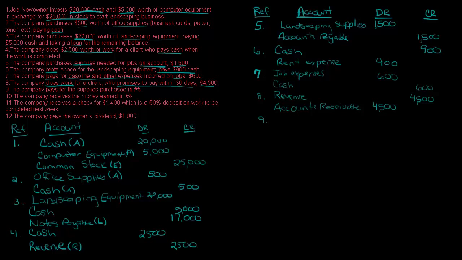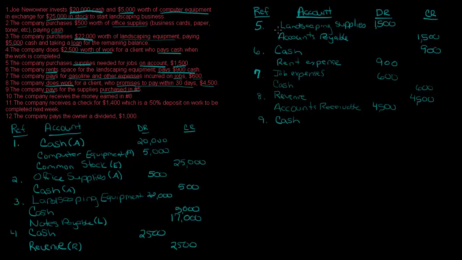Let's look at number 9. The company pays for the supplies purchased in number 5. Okay, so whenever we have a reference to another journal entry, we need to look back at that original journal entry and see what's going on. Number 5, the company purchased supplies needed for jobs on account. So let's look at number 5. We had landscaping supplies and accounts payable. Well, we know we paid for the supplies, so that would be cash.